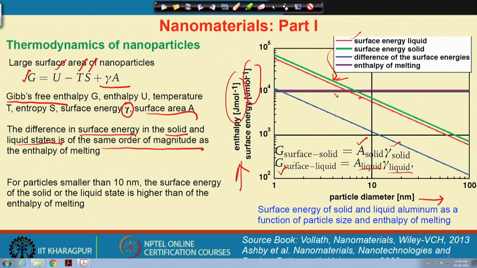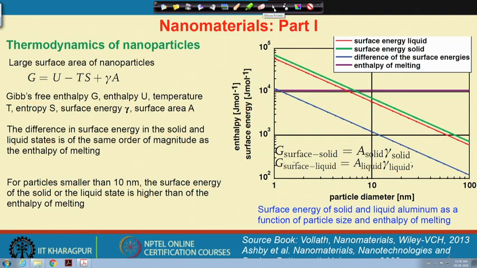The difference between these two surface energies is shown here, whereas the enthalpy of melting is lying here. The enthalpy of melting for a particular system is constant, as a very first assumption. But what is interesting is that if the particle size is below 10 nanometer, then these two energy terms go higher than the enthalpy of melting, which looks somewhat contradictory to what we thought. So, for particles smaller than 10 nanometer, the surface energy of the solid and the liquid state is higher than the enthalpy of melting. It means I have a solid substance, I am going to melt it, and this further motivates us to think about why such a thing happens.